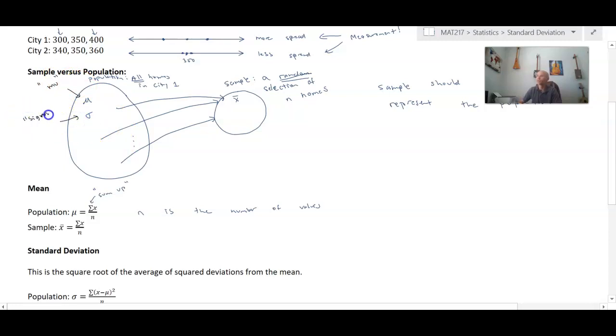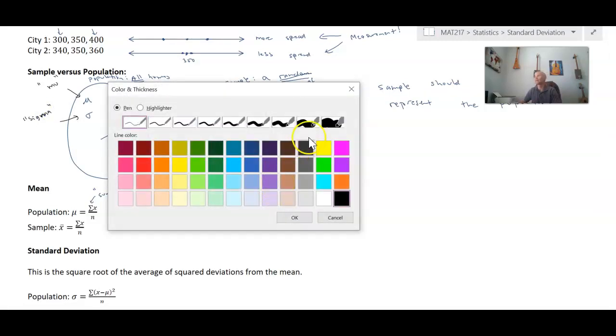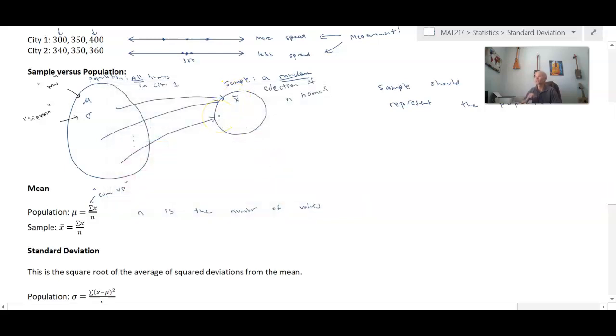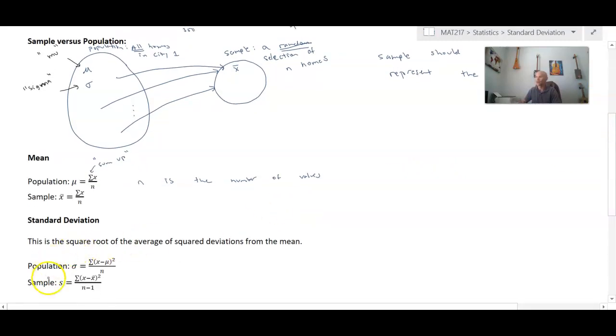So we often use Greek letters to denote things about the population, and lowercase letters to denote those same quantities about our sample. We'll talk more about the calculation here, but instead of using sigma, which is just the Greek S, we use just a lowercase s to denote the sample standard deviation.